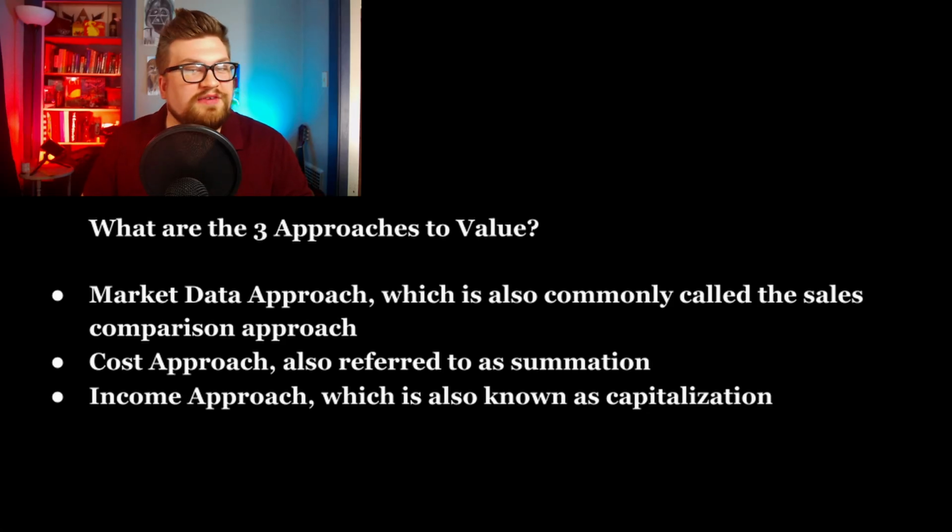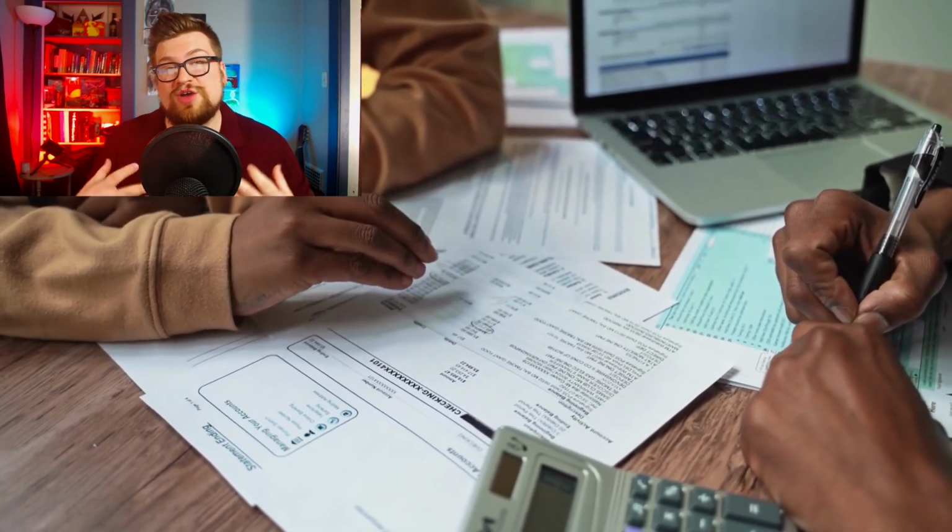So just a refresher, there are three main approaches that appraisers use while they make an appraisal. They are the market data approach, sometimes known as the sales comparison approach, the cost approach, also referred to as summation, and then the income approach, which is known as capitalization. Each method has its own set of benefits, but we're talking about the income approach today. And the income approach is most prevalent for commercial properties with tenants because it relies on rental income.